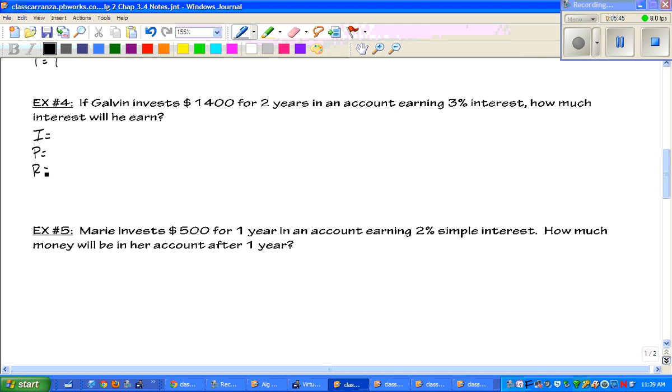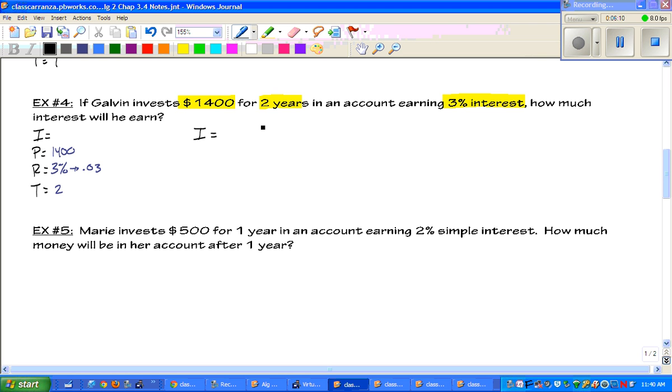Okay, I'm going to put all my variables down to the side. If Galvin invests $1,400 for 2 years, earning 3% interest, how much will he earn? So he's investing $1,400 for 2 years at 3% interest, and that is 0.03.